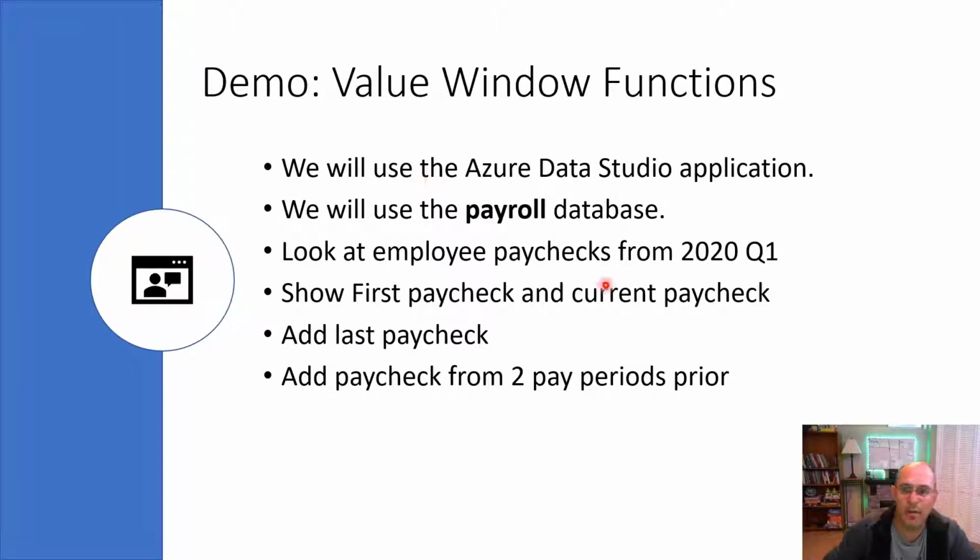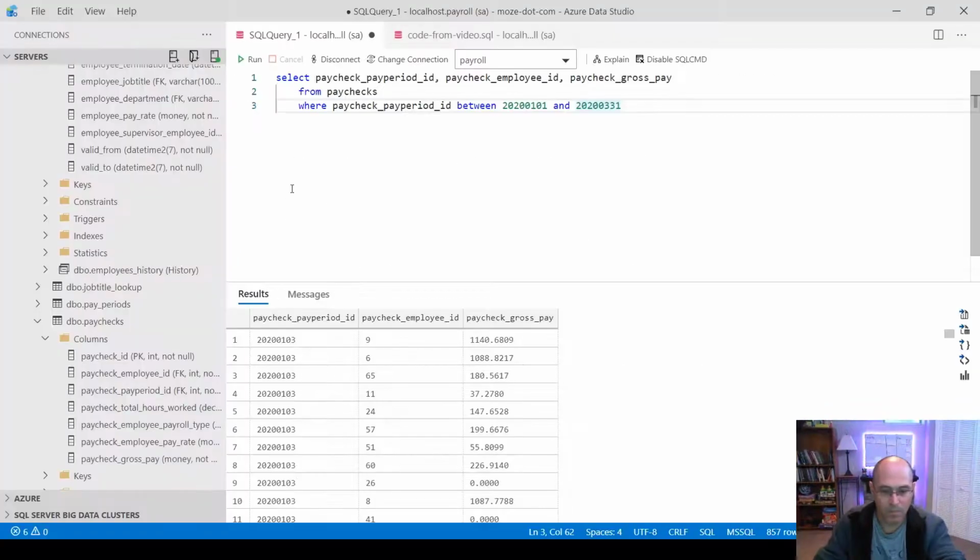So let's roll through a really quick example using the payroll database again with paychecks, and we will show you employee paychecks. We'll show you the current paycheck, the last paycheck, and the last two paychecks for any given employee. Let's get into the demo. All right, here we are back in Azure Data Studio. I've already staged this query.